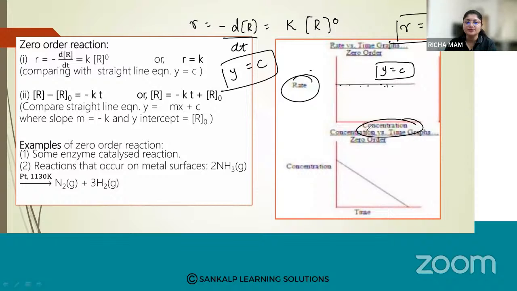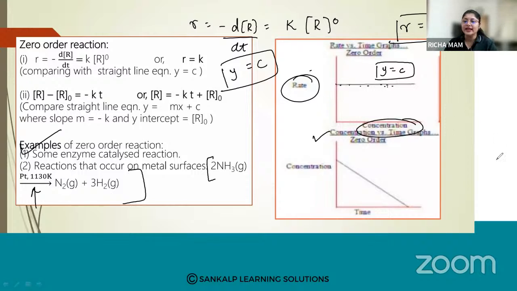Now here, for the second graph, when we see the expression, we'll see it at that time. So what is the example of a zero order reaction? Some enzyme catalyzed reactions, and the second is 2NH3, the decomposition of ammonia, giving you N2 plus 3H2, in the presence of platinum at 1130 Kelvin. Is it clear?